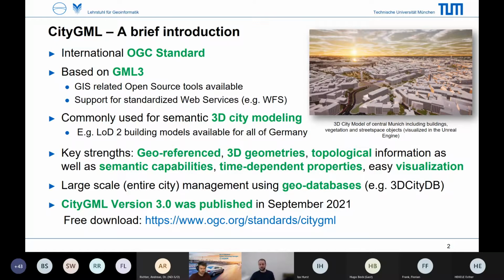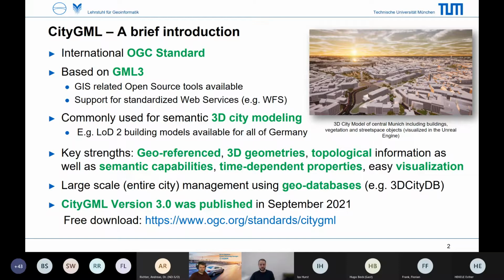So for example, all buildings in Germany are modeled as CityGML LOD2 building models and are available for the whole country, for example. Some of the key strengths of CityGML are that the data is geo-referenced. It uses 3D geometries. There's topological information as well as rich semantic capabilities within CityGML. It is possible to model time-dependent properties, and it's fairly easy to derive nice visualizations also from CityGML data, as you can see on the screenshot, which was CityGML data, LOD2 building models imported to the Unreal Engine, for example.